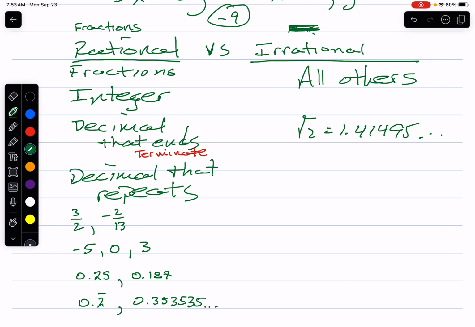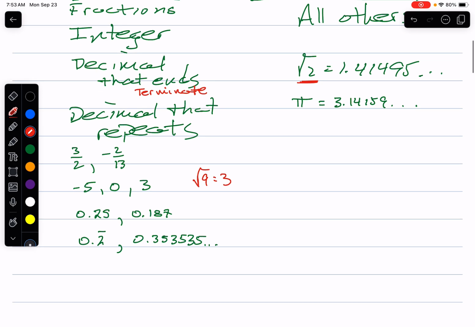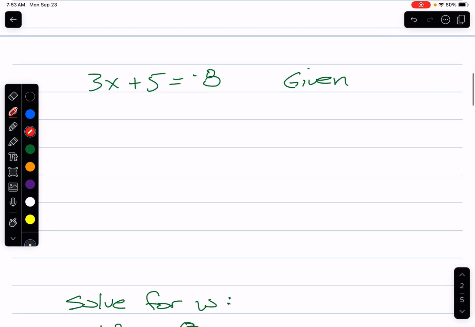Okay, square root of 2, 1.41495... Pi, 3.14159... By the way, back on here, you see the square root of 2 is irrational. But if I have the square root of 9, that really equals 3. So even though it's a square root, square roots can be rational if they're integers when you take the square root, okay? Make sure you know how to do that. There's going to be one problem there where you have to justify your solutions.